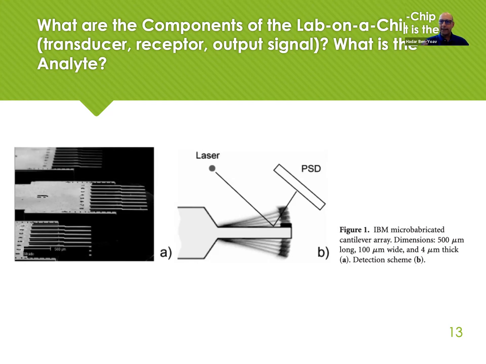So the output signal is the resonance frequency. The receptor is the antibody, right? It provides selectivity to the spores. And the transducer is the cantilever itself. It translates the binding of the spores to the antibody into a mechanical signal, so it's a mechanical transducer. What is the analyte? It's the spores themselves, what binds to the receptor.